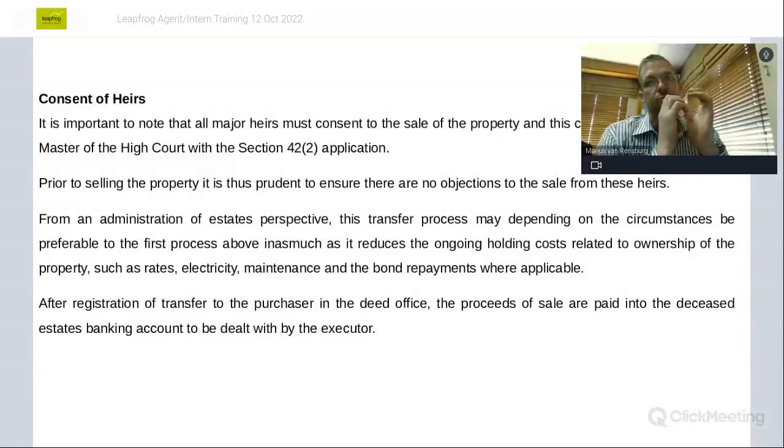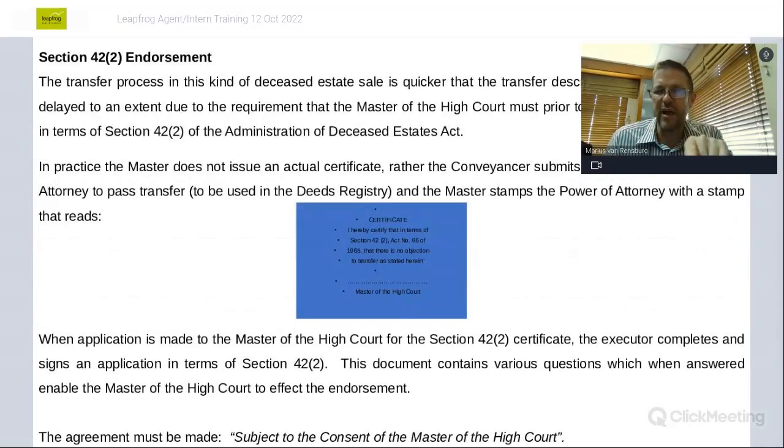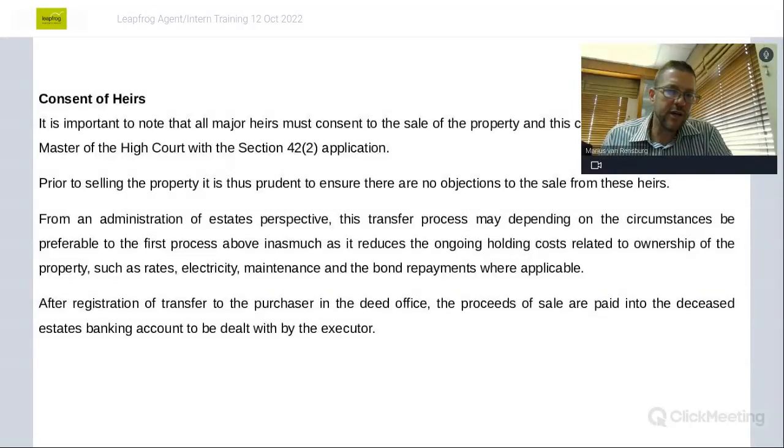And sorry, guys, just go back to my previous slide. This is why in these estate transfers, we always have the clause that says this agreement is made subject to the consent of the Master of the High Court, right? We need to have that in our agreement. We don't generally put a timeline to it because it's hard to estimate what it's going to be.